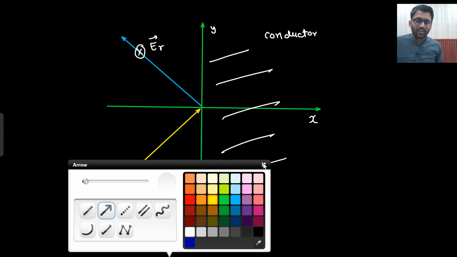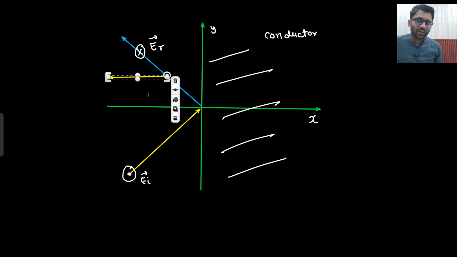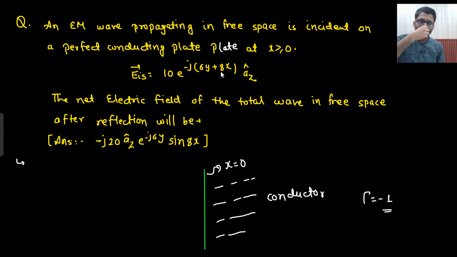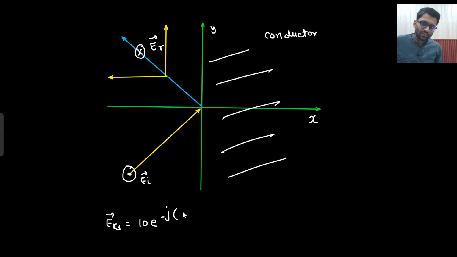For ER, if I need to write my K vector, what will change? The change will be -x plus y. Initially it was plus x and plus y. Now it is -x and plus y. So the x sign will change. So how will I write down my reflected wave? My ERS would be written as tan e to the power minus j (6y minus 8x), minus az cap.